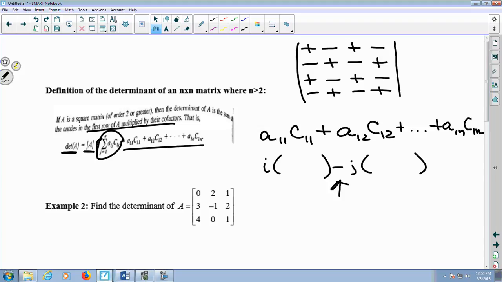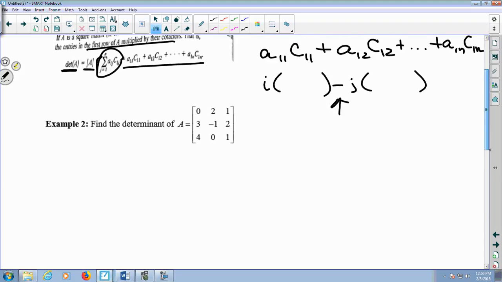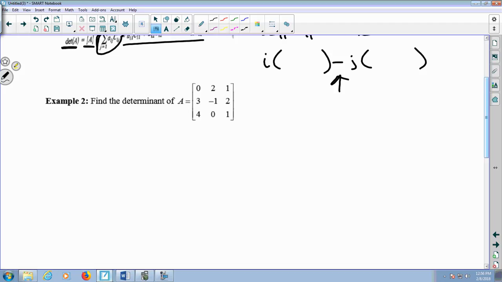That's exactly what we have with a 3 by 3 matrix. So we pick any row or any column that we want, cross off the row and column that's associated with that entry, and find the cofactor of that entry.